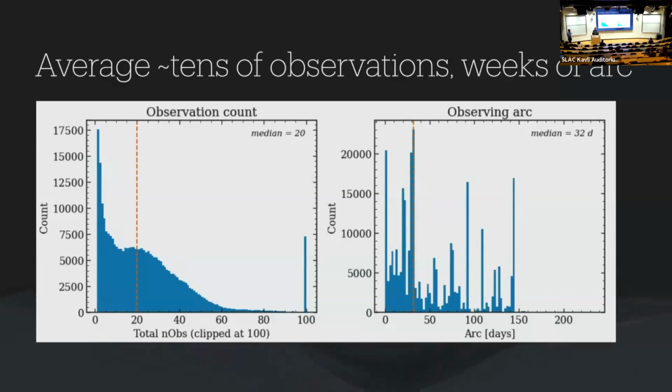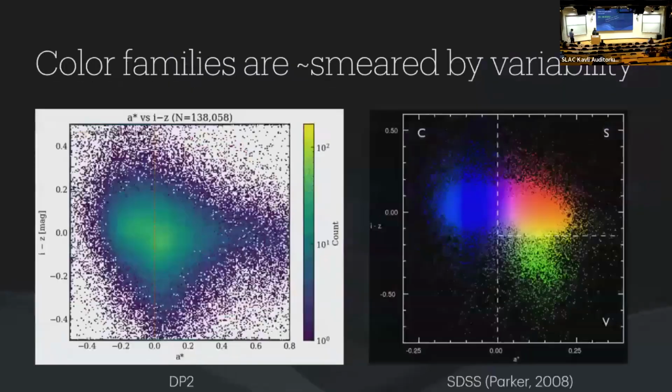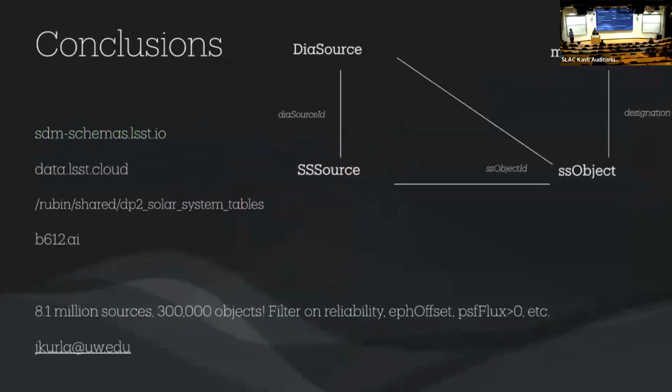So this is Lynn Jones. I just wanted to clarify. Jake said something that I think means that every SS source has a DIA source in DP2. Is that correct? Yes, every SS source has a DIA source ID. The DIA source IDs are all different, and DIA sources that are associated to an SS source aren't also associated to other things.